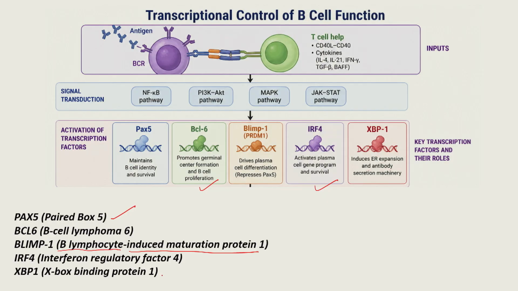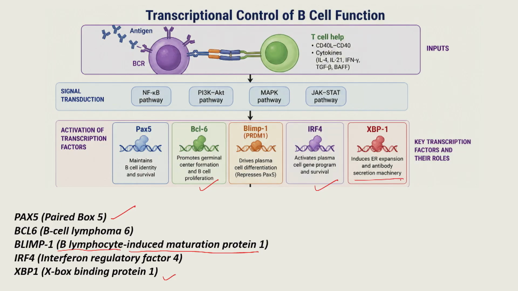The last one is XBP1, which is X-box binding protein 1. Again, it induces ER expansion. ER stands for endoplasmic reticulum. Once we see that the ER expansion is happening, all the regulation related to ER, or say post-translational modifications, will be controlled by XBP1 expression. And of course, it can maintain antibody secretion in a proper way.